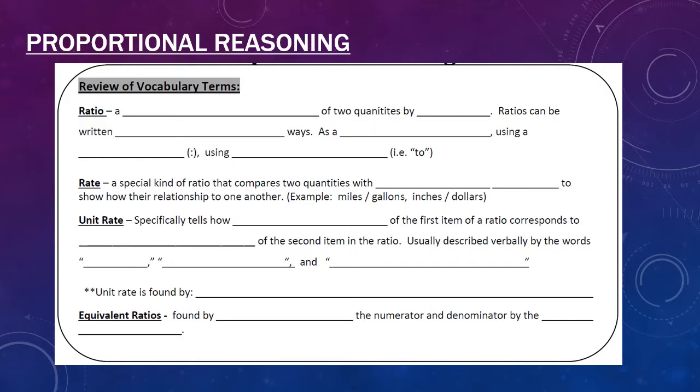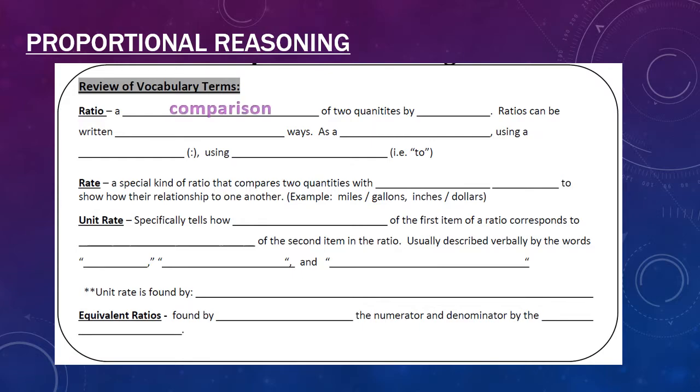Some keywords you will need to know: ratio, rate, unit rate, and equivalent ratio. These are vocabulary words we have already learned in the past, but they're going to be critical for us moving forward in this unit. So let's go ahead and review what we know.